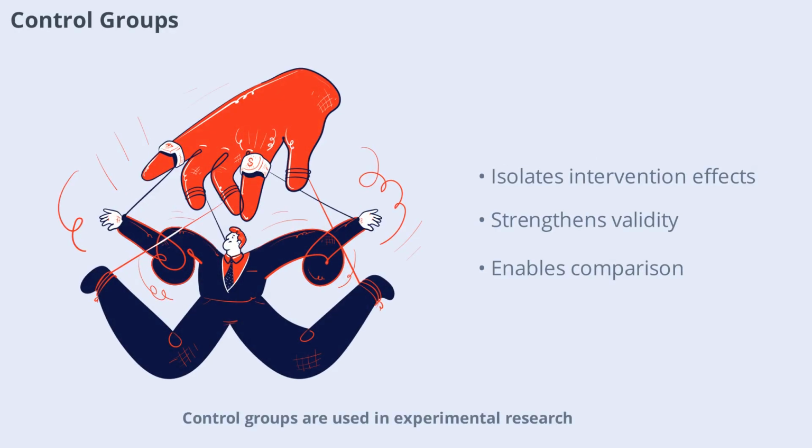Control groups are used in experimental research to compare the effects of an intervention. In educational psychology, a control group does not receive the treatment being tested, allowing researchers to isolate its impact. Well-designed control groups help ensure that observed changes are due to the intervention, not other factors. This strengthens the validity of the study's conclusions.